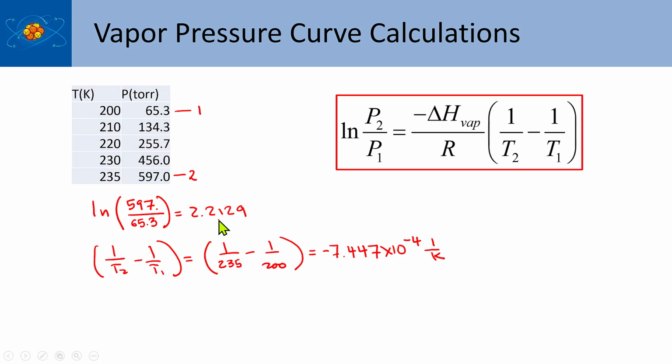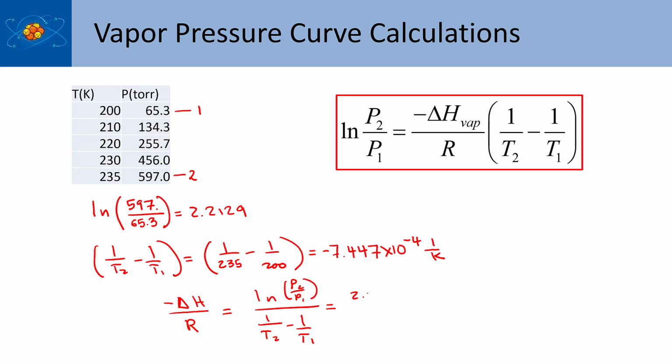Now, the last thing I have to do is rearrange this equation. The way it rearranges, I'll do it in steps, I guess: negative delta H over R is equal to the natural log of P2 over P1 divided by 1 over T2 minus 1 over T1. Now you can see why I calculated those bits separately. What I'm going to actually do is just stick these things in, and then I'll finish my rearrangement of my equation.